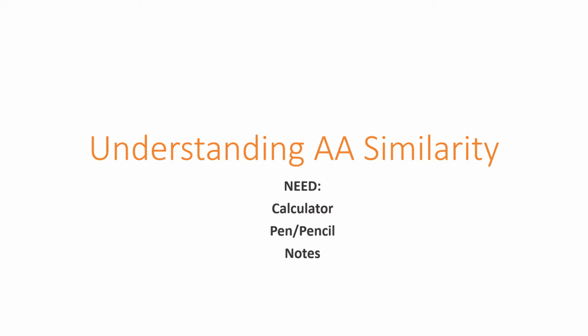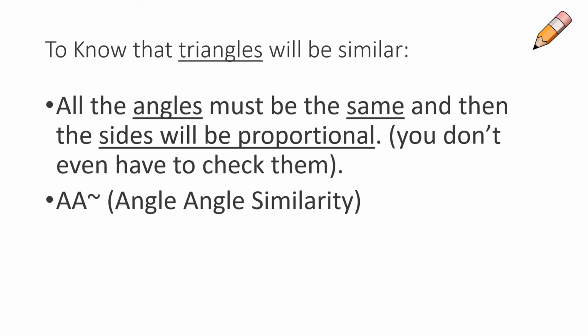Hello, ladies and gentlemen. Today we're going to talk about AA similarity and what that means. You're going to want a calculator, a pen or a pencil, and your foldable that was given to you in class.